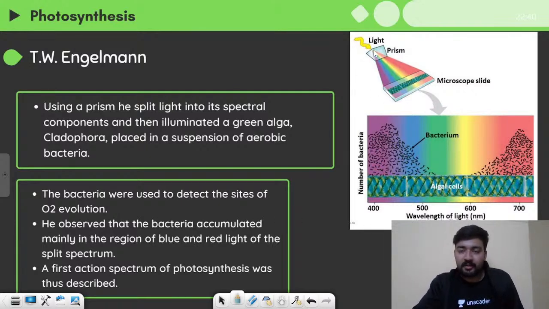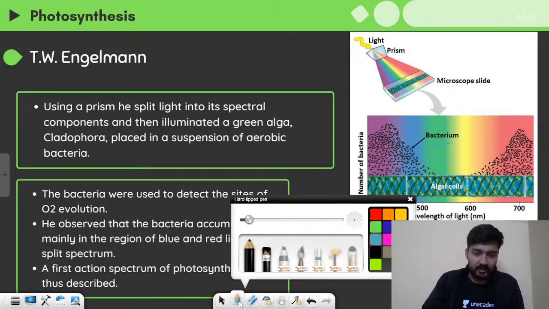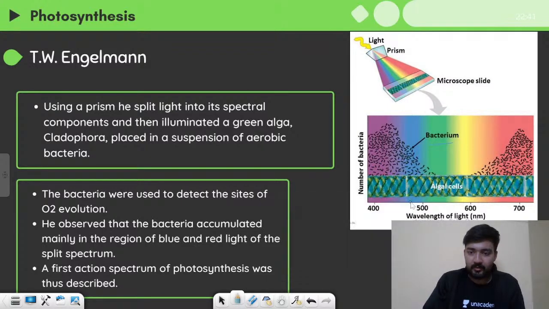So he split the sunlight using the prism, and he used Cladophora, a water alga, and some aerobic bacteria to find out which particular part of light, which particular color of the light, is used the most by the plants. That is what he wanted to know. So his experiments were very interesting.